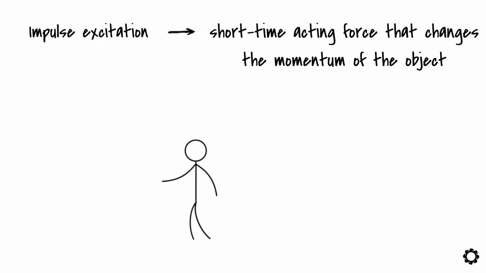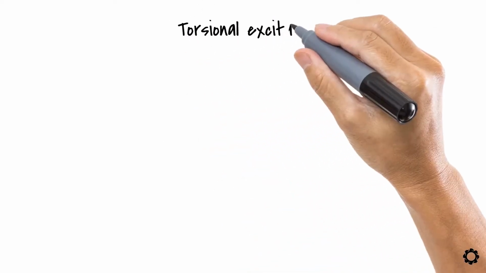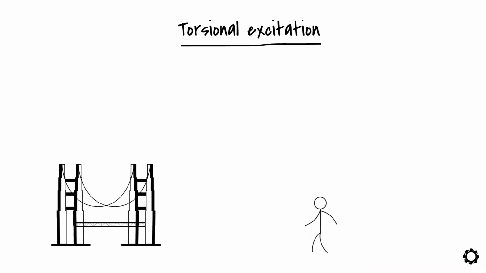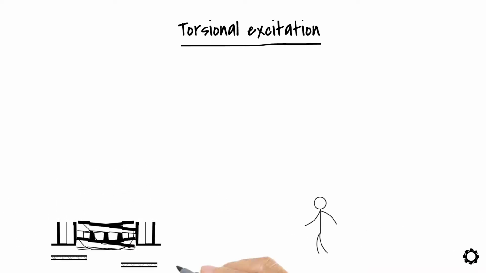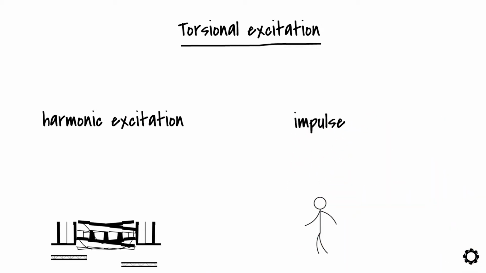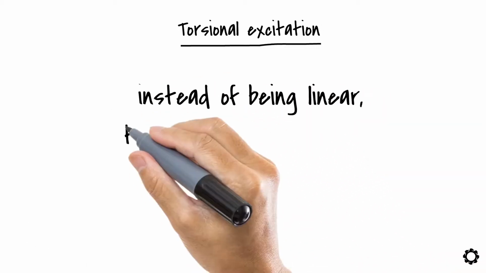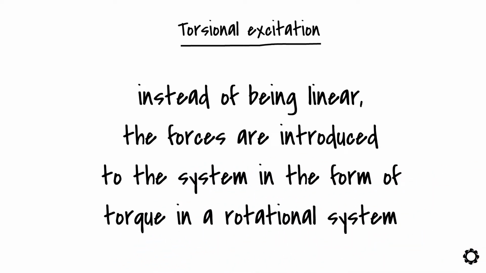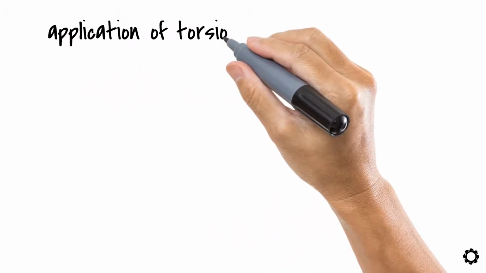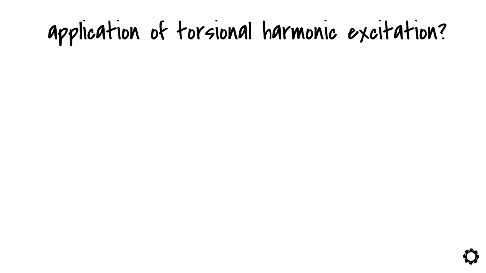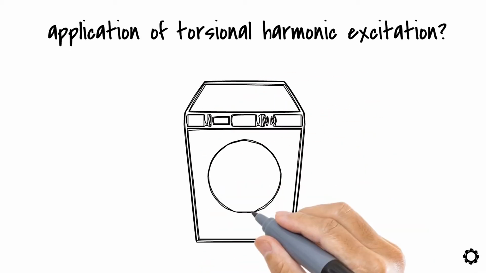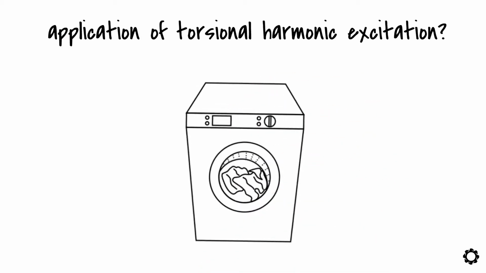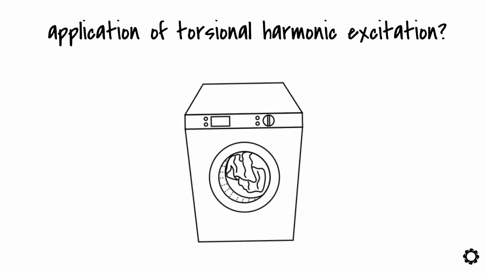Now, the last form of excitation we will talk about is torsional excitation. A torsional excitation resembles those already explained previously, harmonic excitation and impulse, in the sense that instead of being linear, the forces are introduced to the system in the form of torque in a rotational system. Do you have another application in mind where you could have seen a torsional harmonic excitation? You might have seen it in a washing machine. Funny, isn't it? When the clothes are unevenly distributed, the drum in the washing machine behaves like it were subjected to a harmonic force, making it rotate uncontrollably at certain speeds.